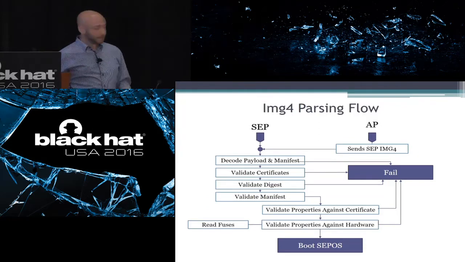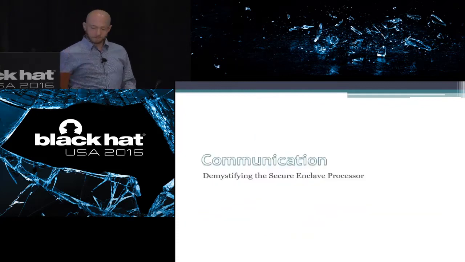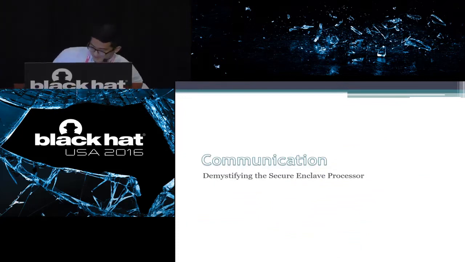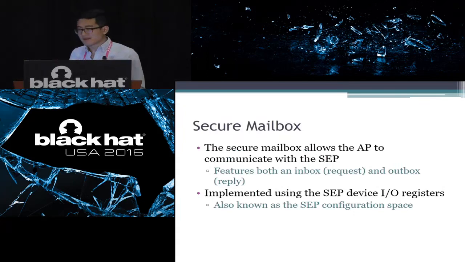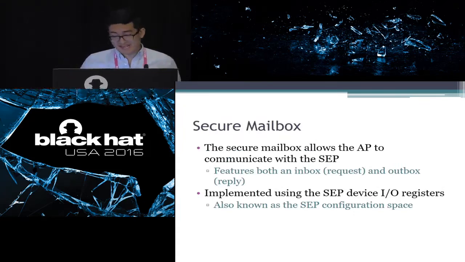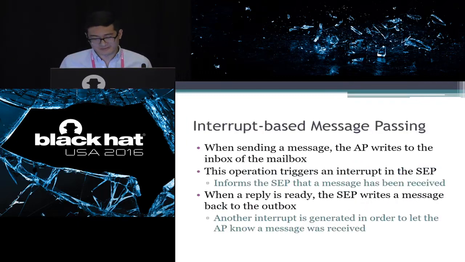On that, we will pass it over to Tarjay or David for the communications. Right. So I'm going to talk a little bit about how AP and SEP communicate with each other. Basically, this is done by a piece of shared hardware between them called a secure mailbox. It has an inbox and outbox register. And even though it looks a little bit like shared memory, it actually behaves more like a FIFO.